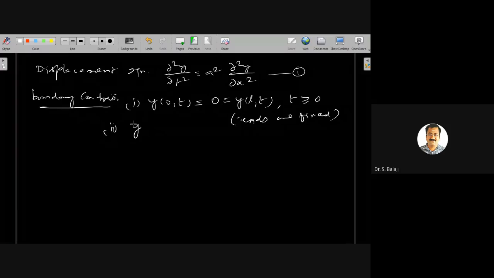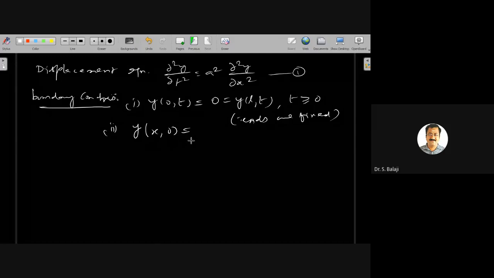Initial means that t equal to 0. At t equal to 0, and then what about the remaining part here? y of x comma 0. Yes, very good. Initially at rest in its equilibrium position. Rest means there is no displacement here, so the answer is 0. Here x is the variable. What about the range of x? The length of the string is L, so x equal to 0 to x equal to L.